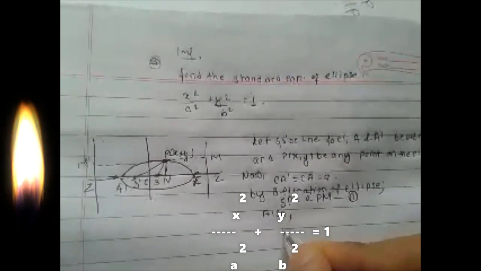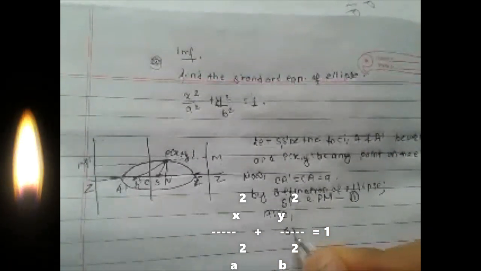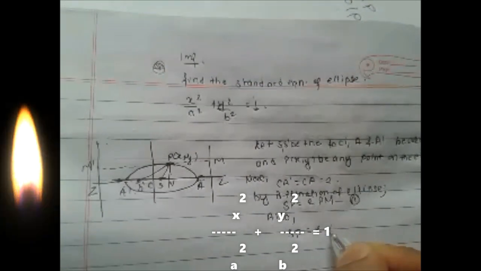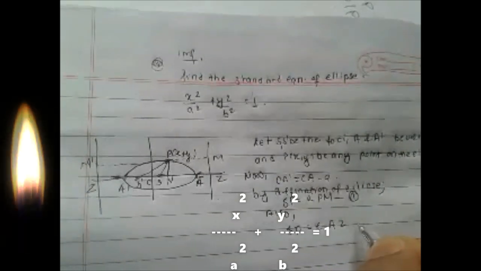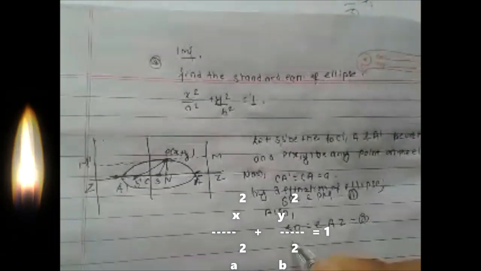Also, what else do we have? When this point reaches here, then by the equation of ellipse, what do we get? SP is equal to e times AZ. This is equation 2.